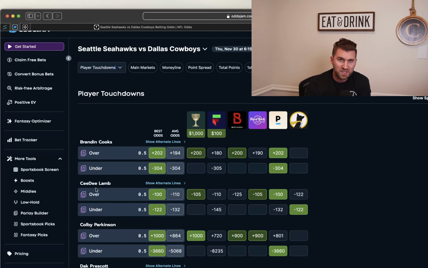He's not as consistent as CeeDee Lamb. So sportsbooks really don't know where to set the price. And that's why you can get some wild market widths when it comes to player prop betting.